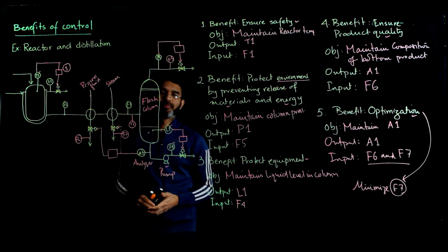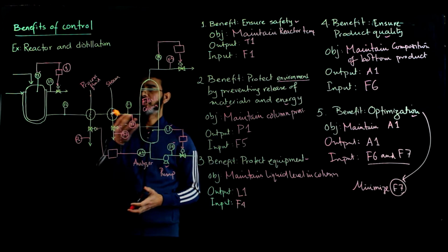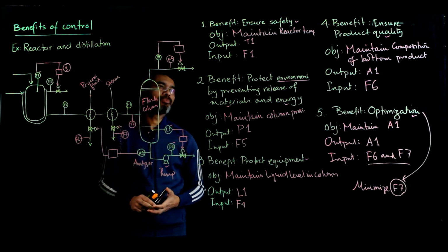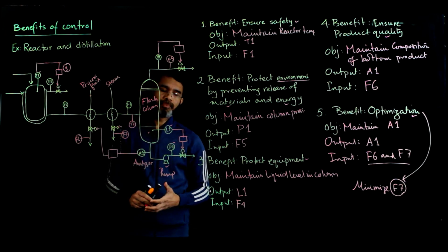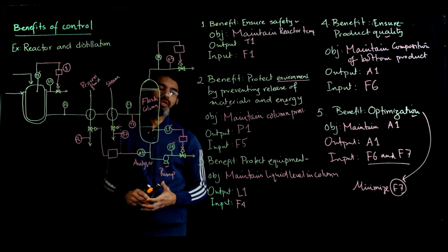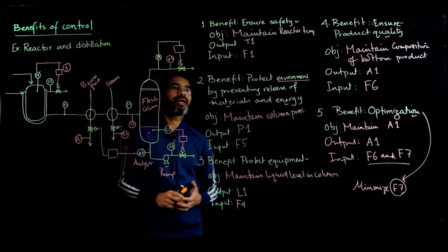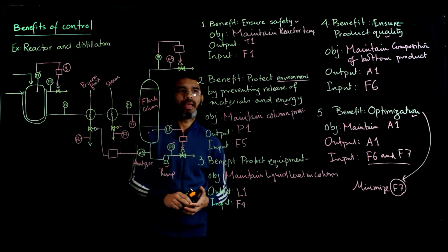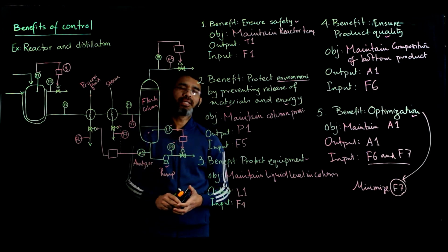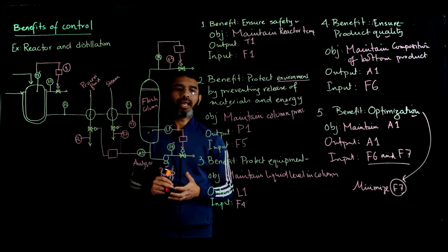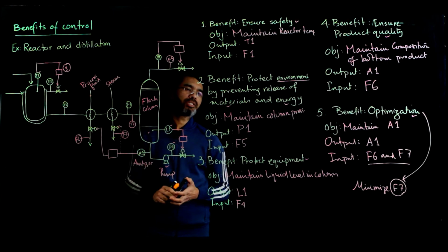So in summary, you see that for these two pieces of equipment, you can implement all of these 5 control strategies to achieve those 5 benefits. What you need to do is identify which benefit you want to achieve, then identify the control configuration for that, identify the output and the input, and implement control, and you will achieve all these objectives.